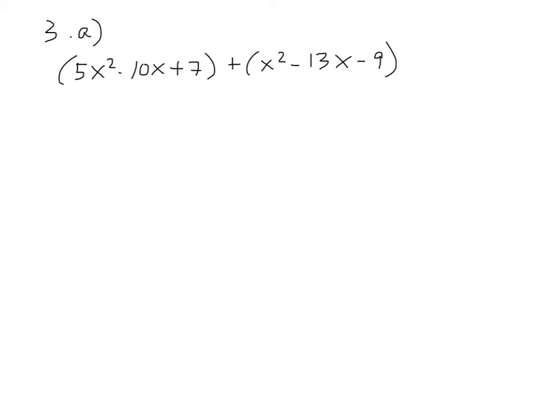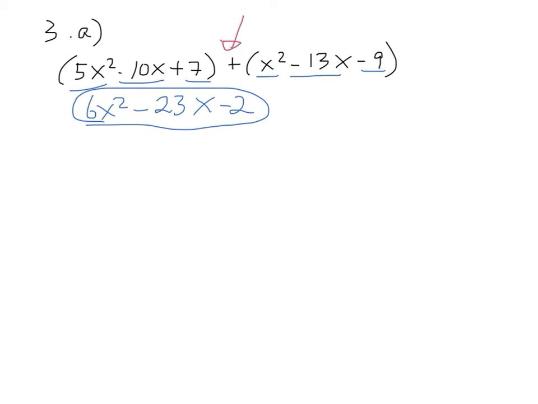In this example, please note the plus sign between the two parentheses. This means you add these two. Don't FOIL these out. So you just combine like terms. All right, so 5x squared and an x squared gets me 6x squared, minus 10x minus 13x is minus 23x. 7 and a negative 9 is minus 2. That's it. Don't multiply if you don't have to.